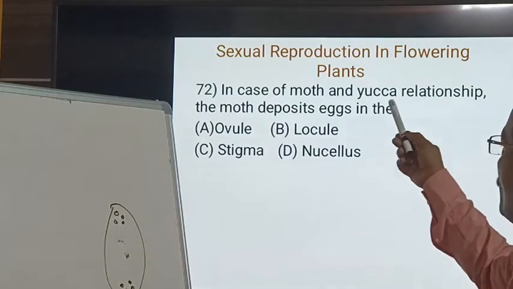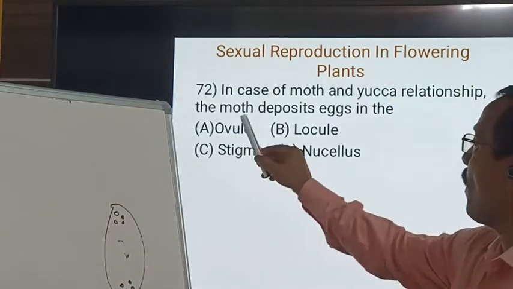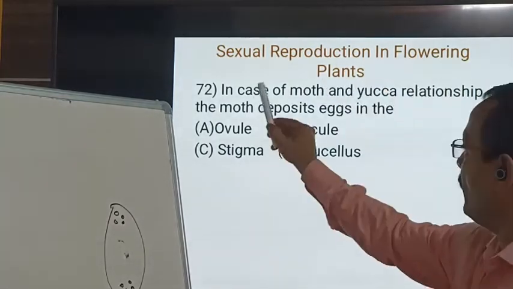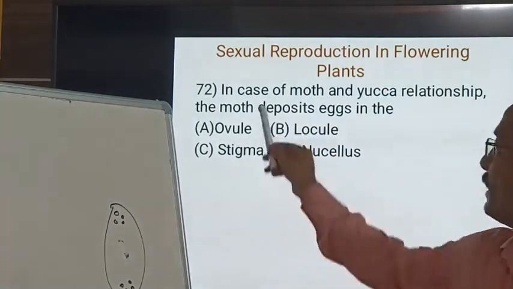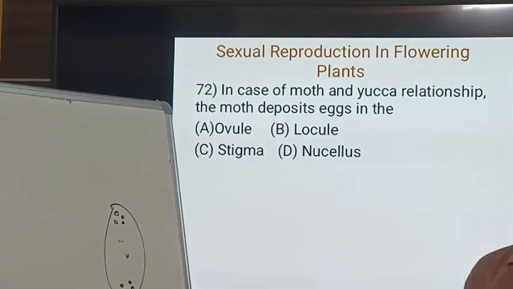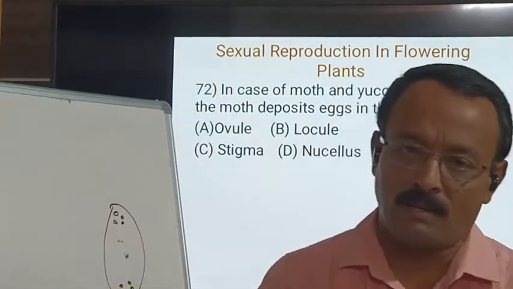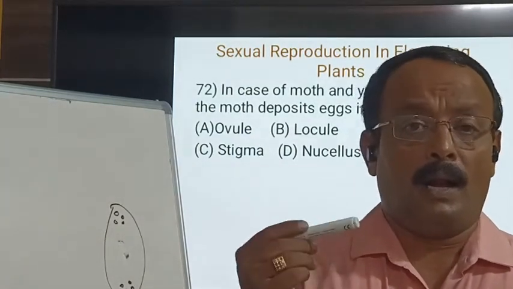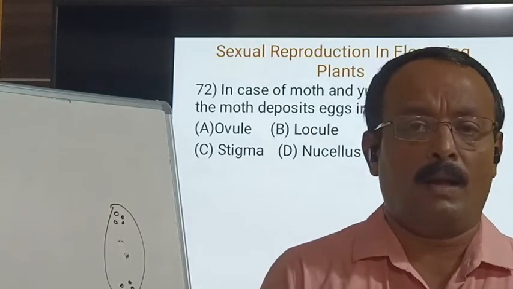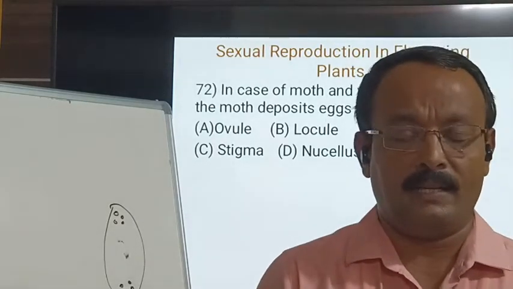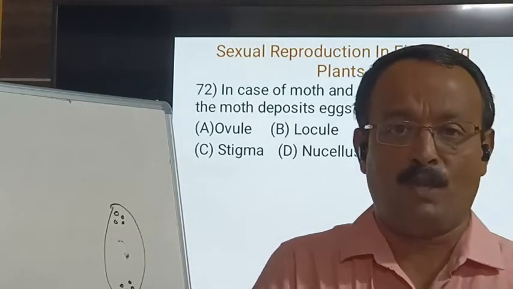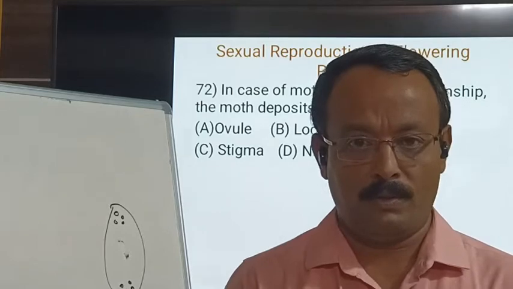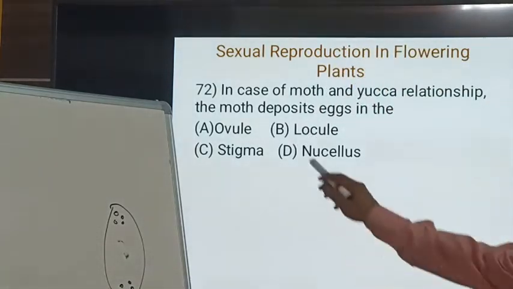In case of moth and yucca relationship, the moth deposits the egg in. So this, in the last class we already understood about this. The moth deposits its egg in the cavity of the ovary, and that cavity of the ovary is called locule. Next one. So the answer is B, locule.